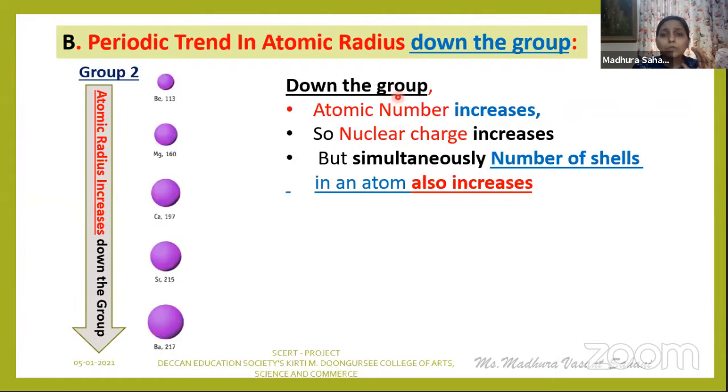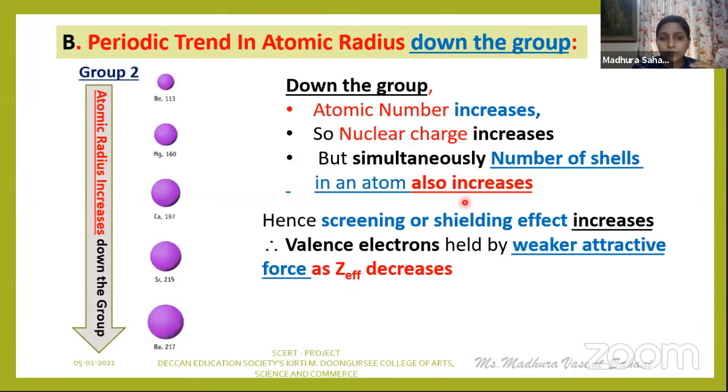See, as we move down the group, atomic number increases. Hence, nuclear charge increases. Simultaneously, the number of electrons in the atom also increases. That means as you move in the downward direction, obviously the shell number also increases. And hence, what will happen? Your screening or shielding effect is more.